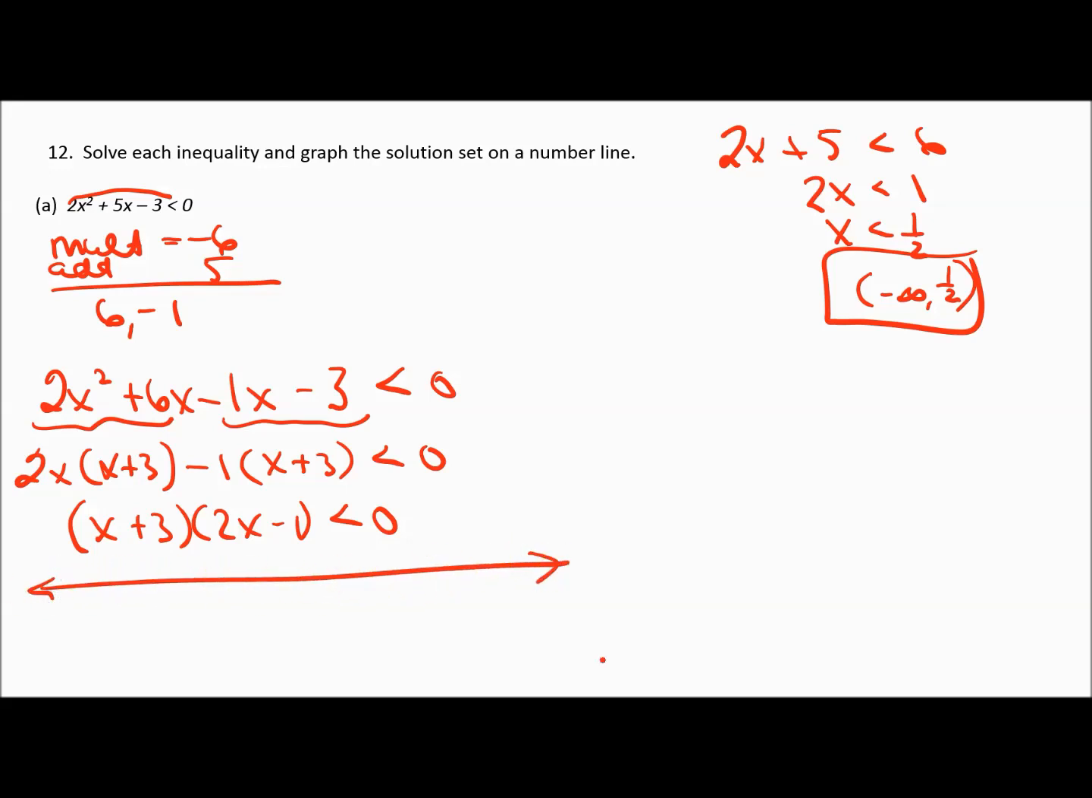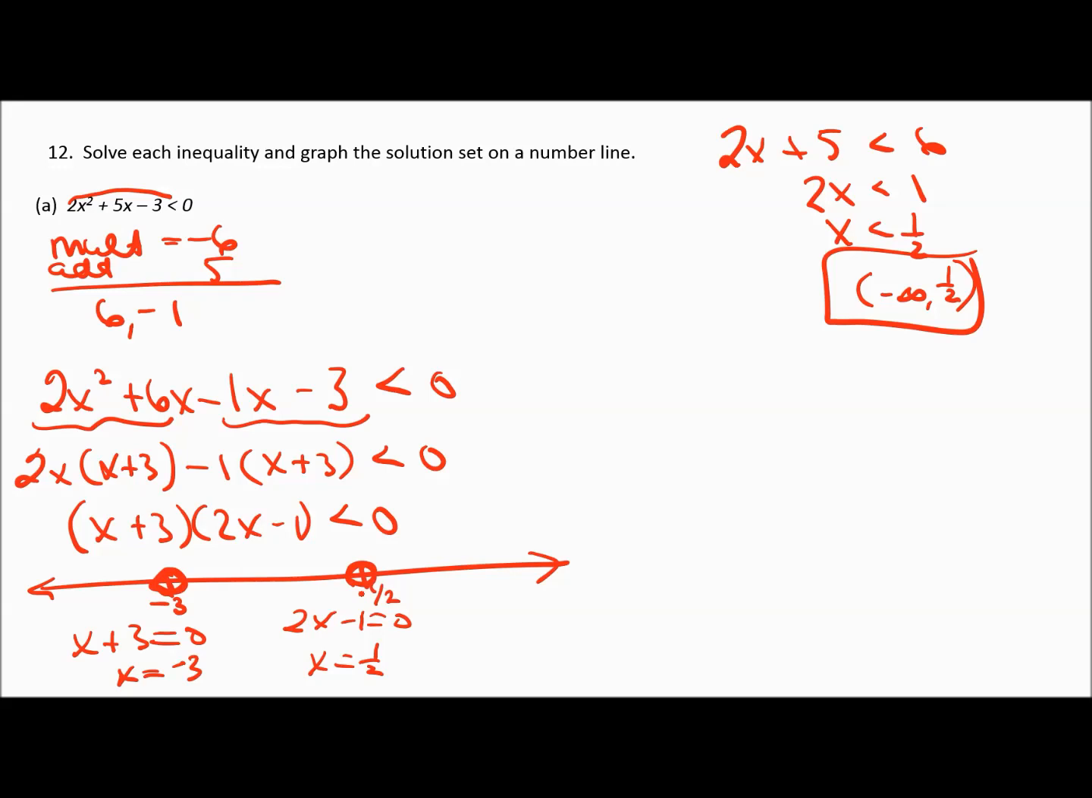values equal 0 on the number line. So I'm going to set x plus 3 equal to 0 and get negative 3. At negative 3, I'm not going to put that on there yet. I'm going to solve for this one. 2x minus 1 equal to 0 gives me x is 1/2. So at negative 3, the function is equal to 0, and at positive 1/2, the function is also equal to 0.